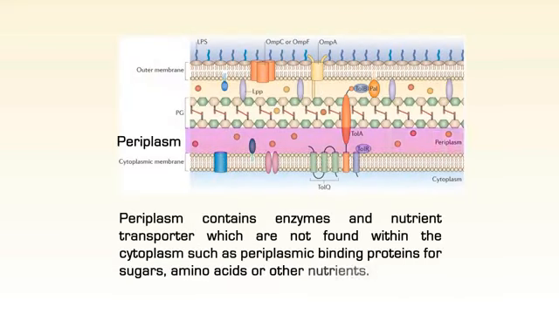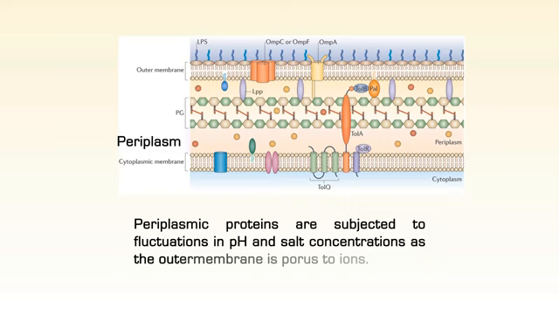Also, this periplasm contains enzymes and nutrient transporters which are not found within the cytoplasm, such as periplasmic binding proteins for sugars, amino acids or other nutrients. So these periplasmic proteins are subjected to fluctuation in pH and salt concentration as the outer membrane is porous to ions.